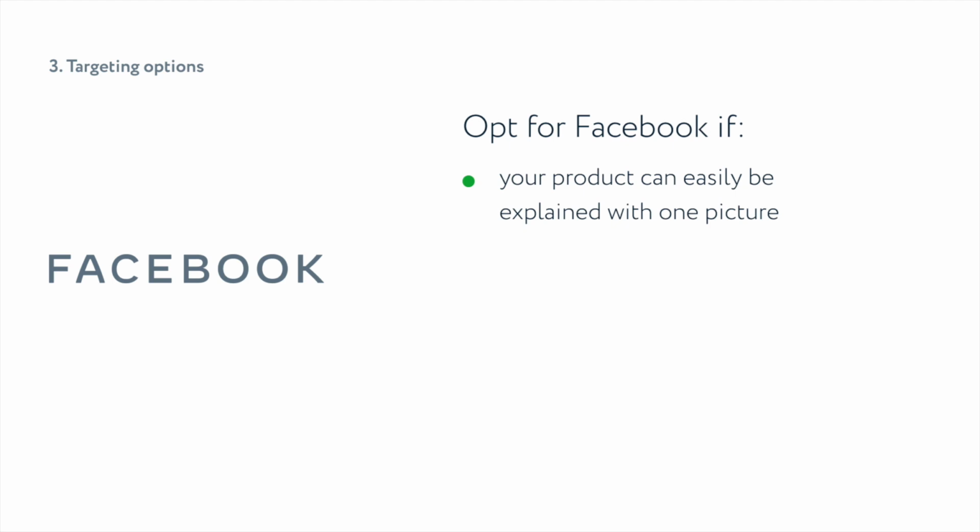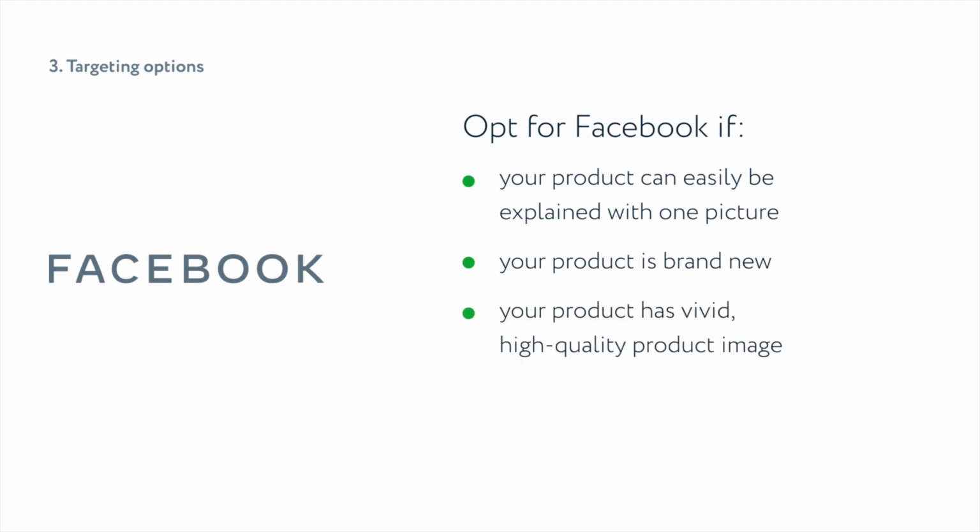Go for Facebook if your product can be easily explained with one picture, that is, your potential customer will understand what the product is and how it can be used. Your product is brand new, so no one knows about it and there is a low chance someone will intentionally be searching for it. Your product has vivid, eye-catching, high-quality product images. Your product has many product options such as color, size, material, and design, which are hard to search for.